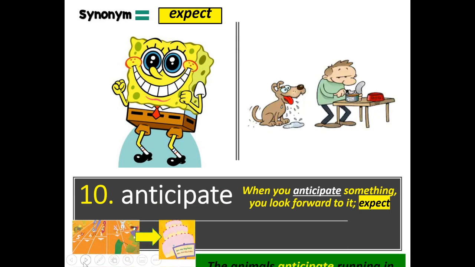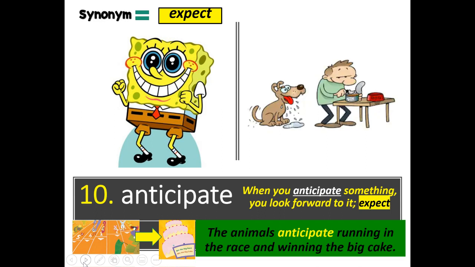So, the animals anticipate running in the race and winning the big cake. You could also say the animals expect to run in the race and win the big cake, or they look forward to running in the race and winning the big cake.